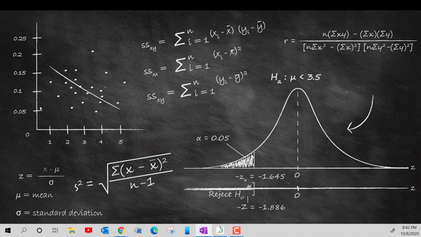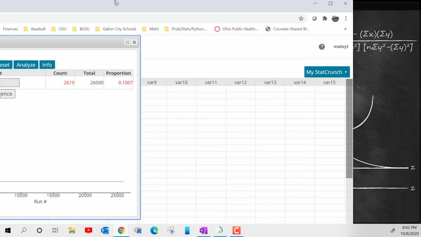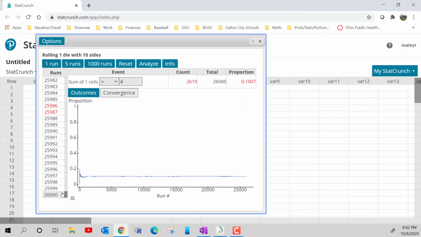So I tried to show that a little bit with that applet right here, where I've hit this 26,000 times. I could keep hitting 1,000 runs more and more, and the more runs we do, the closer and closer it gets to the true probability, which is 0.1, right? Because it flattens out. So this is the idea of the law of large numbers. When you do this a large number of times, like thousands of times, the proportion is going to approach the true probability, right?